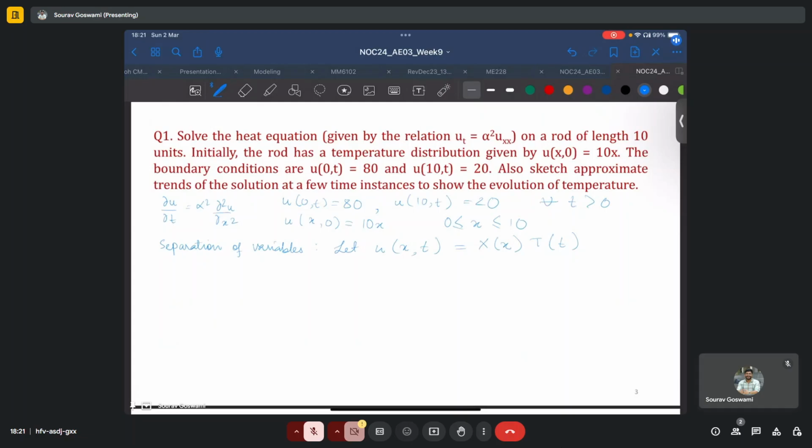Typically, the way we go about is we plug in the boundary conditions. Say u at 0 comma t is equal to 80 would imply that X at 0 and T at all times t is 80, which implies that the value of the function T at all time steps is given by 80 by X at 0. Now, this is worrisome because this is simply a constant.